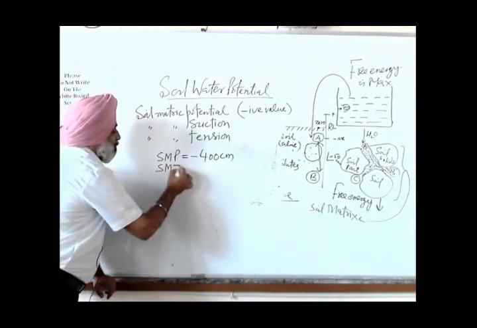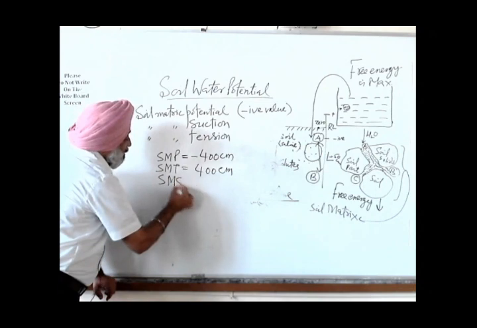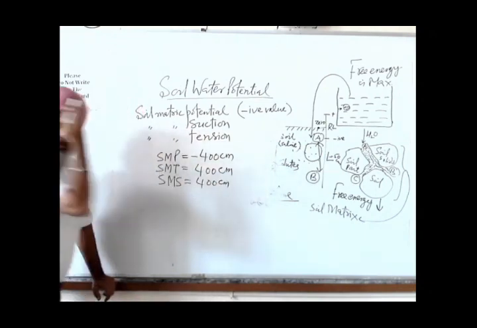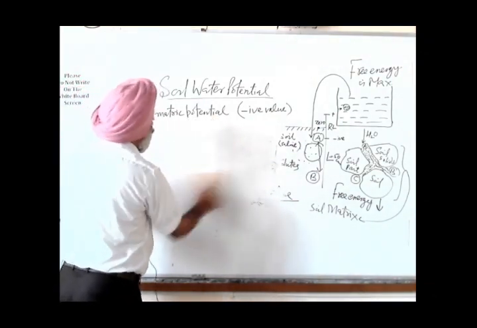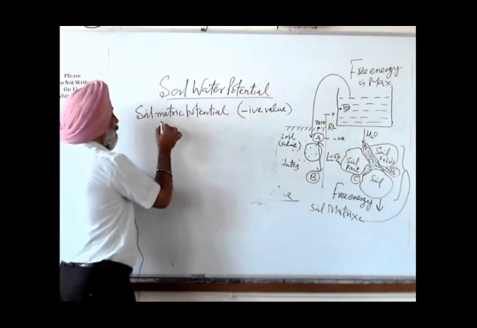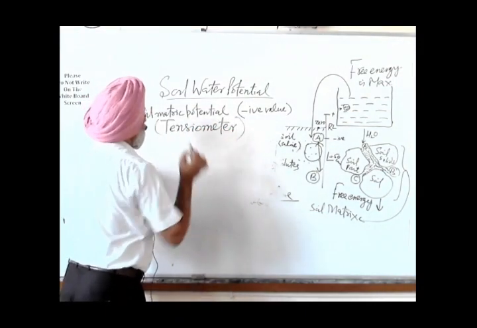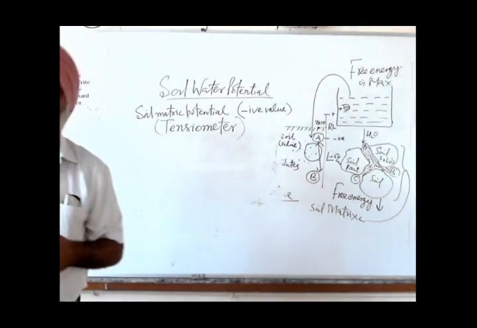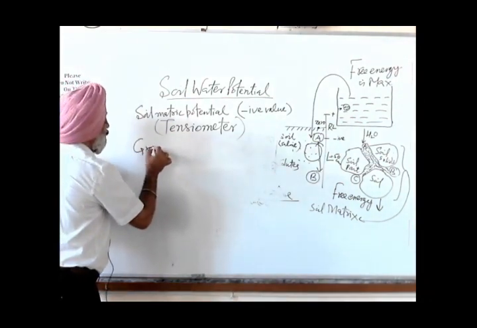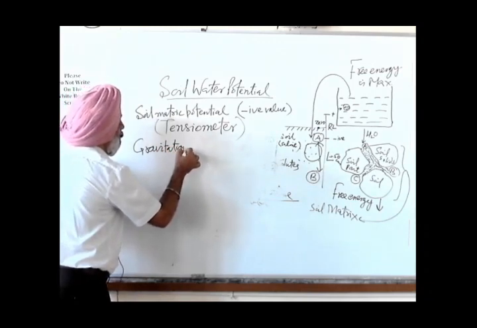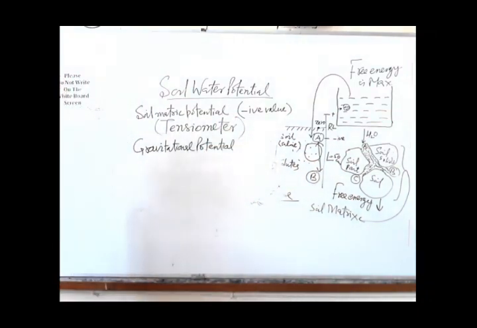If you are saying potential, then you have to use the negative sign. If you want to write soil moisture tension, then don't use the negative sign, 400 centimeters. Soil moisture suction is the same. Is that clear? This suction, tension, matric potential is measured by an instrument called a tensiometer. It is a very simple instrument which gives you the value of the negative energy, or the force with which water is held in the soil. Then gravitational potential can be simply measured by selecting a reference point.